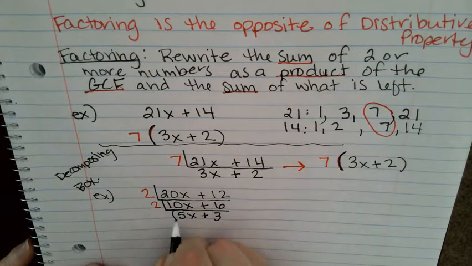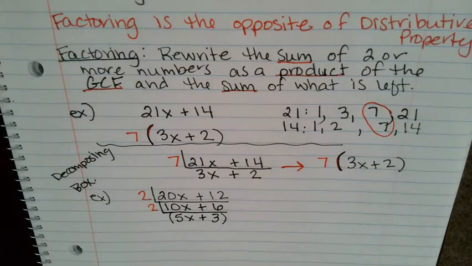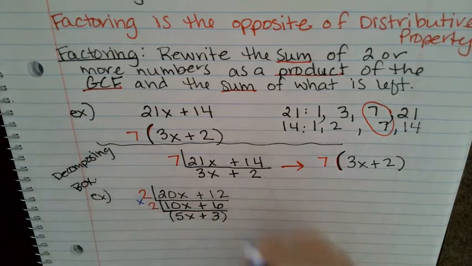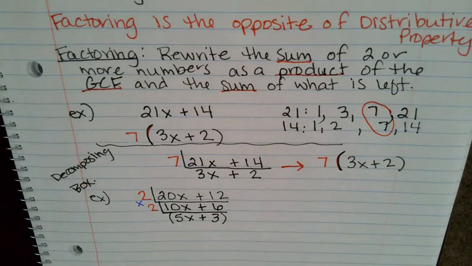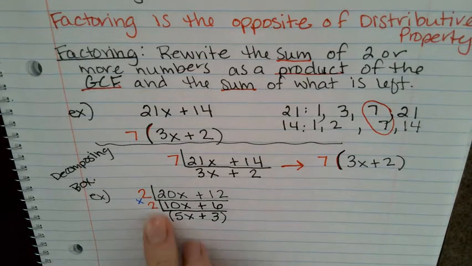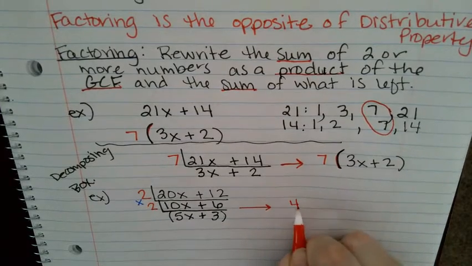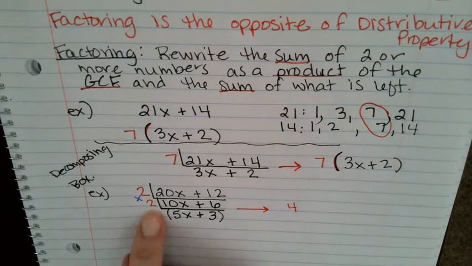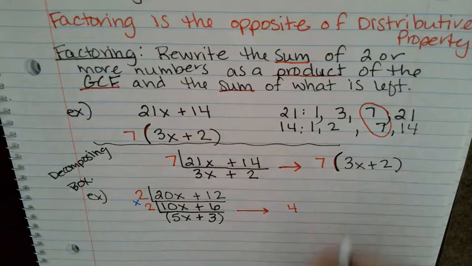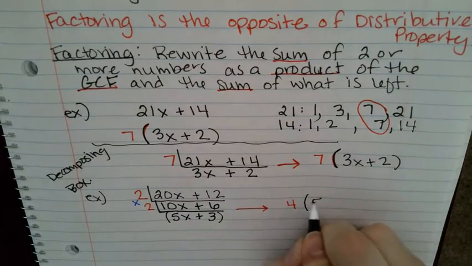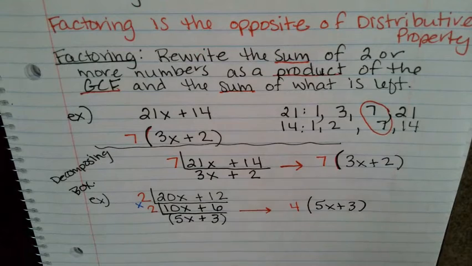So this is what goes in the parentheses. But now we've got two 2's up here. So this is really important. What we have to do with these 2's is we are just going to multiply them. So I'm going to do 2 times 2 is 4, because 2 times 2 is 4 is the greatest common factor. So I'm going to have 4, okay, that's the greatest common factor, 2 times 2. And inside the parentheses, I have the sum of what's left, 5x plus 3.